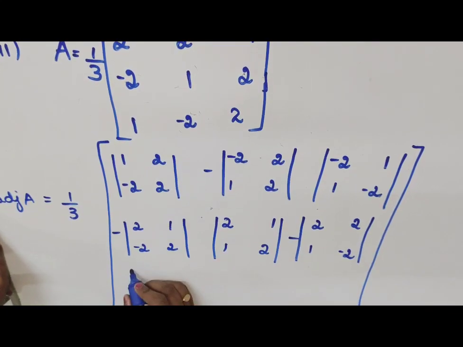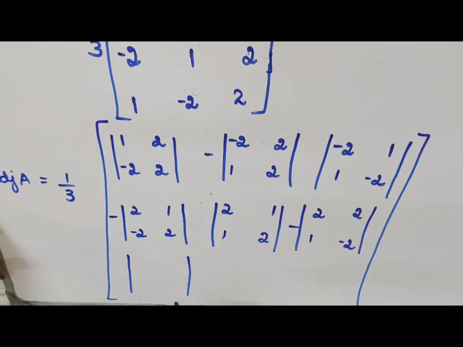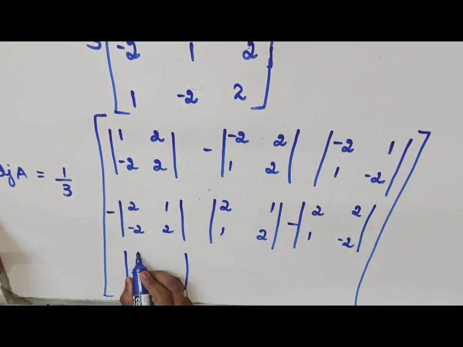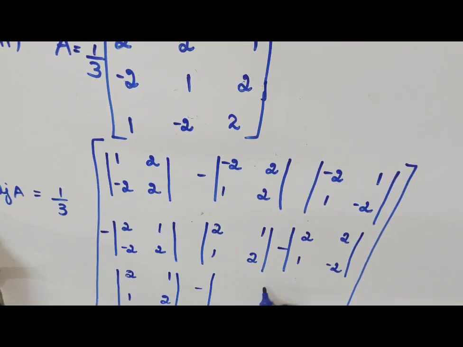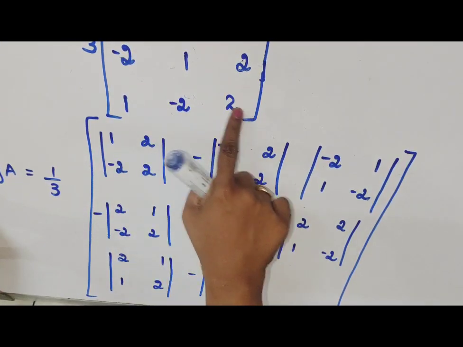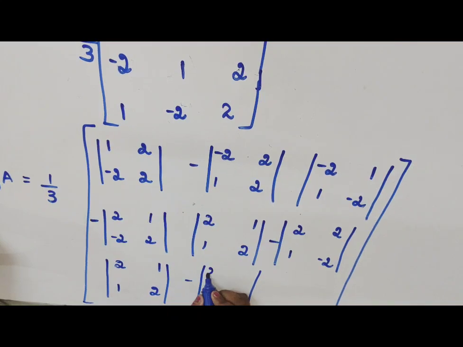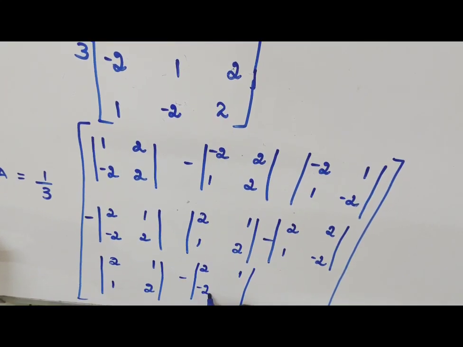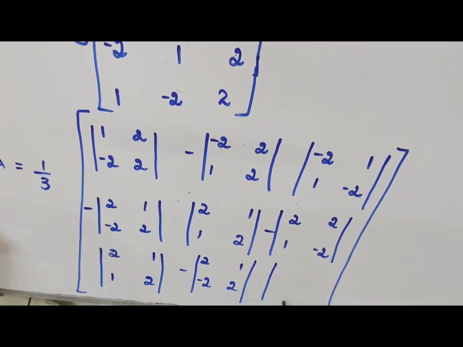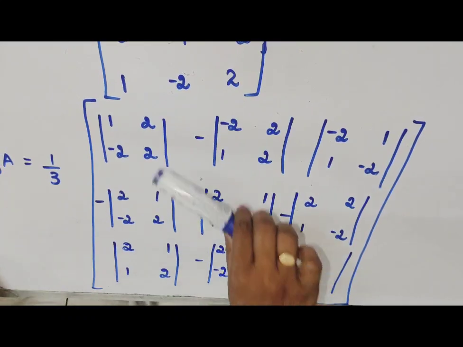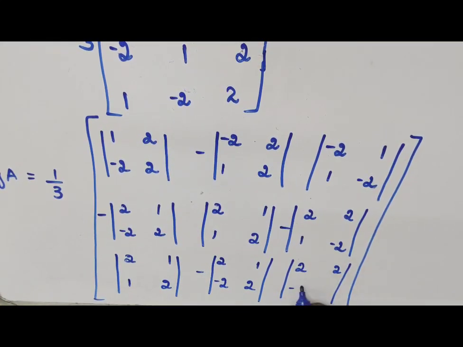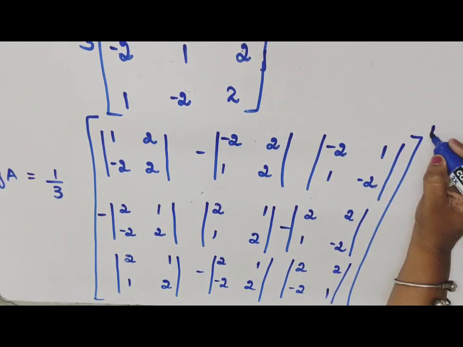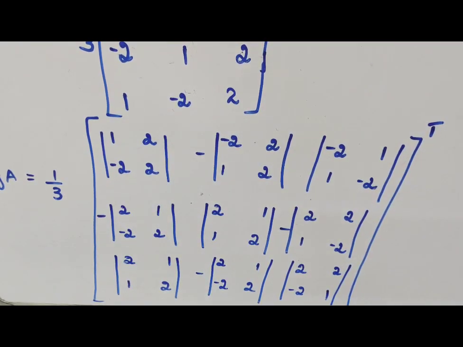Alternative minus. Next term for 1: 2 1 1 2. Next term would be minus. So for this term we have to write it like 2 1 minus 2 2. And for the next term we have to omit this row and this column: 2 2 minus 2 1. Also we have to take the transpose.